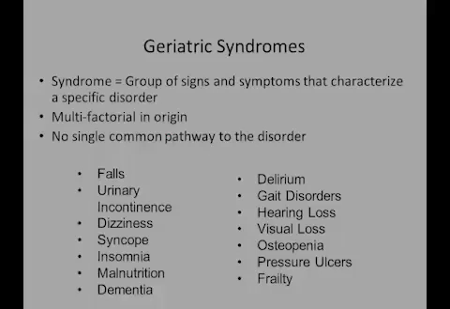And so frailty falls under this idea of geriatric syndromes. A syndrome is a group of signs or symptoms that characterize a specific disorder. They're inherently multifactorial in their origin, and there isn't a single common pathway to the disorder, so everyone is going to experience the progression to frailty or a geriatric syndrome differently. And below is a list of examples of common geriatric syndromes.